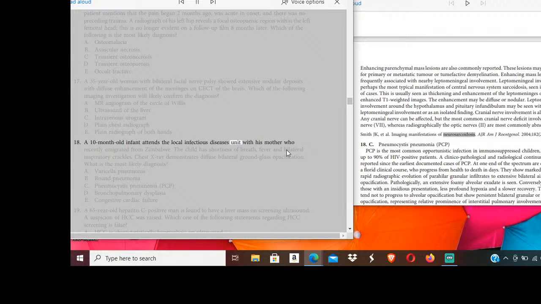A 10-month-old infant attends the local infectious diseases unit with his mother who recently emigrated from Zimbabwe. The child has shortness of breath, fever and bilateral inspiratory crackles. Chest X-ray demonstrates diffuse bilateral ground glass opacification. What is the most likely diagnosis?